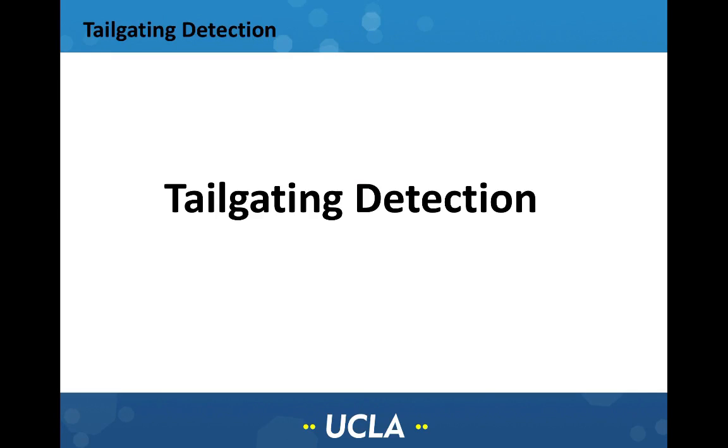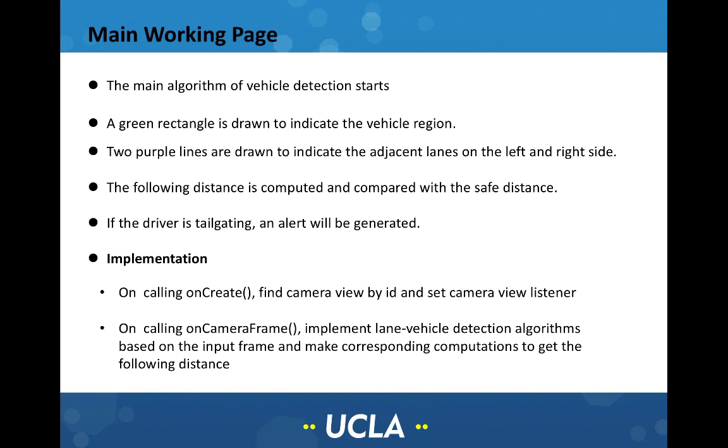Now I will introduce the tailgating detection part. Firstly, I would like to introduce the workflow of the main working page. When the user enters the main working page, the main algorithm of the vehicle detection starts, and the app will show the traffic scene from the view of the rear camera.